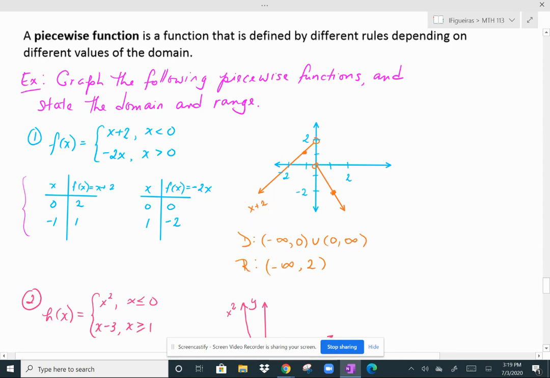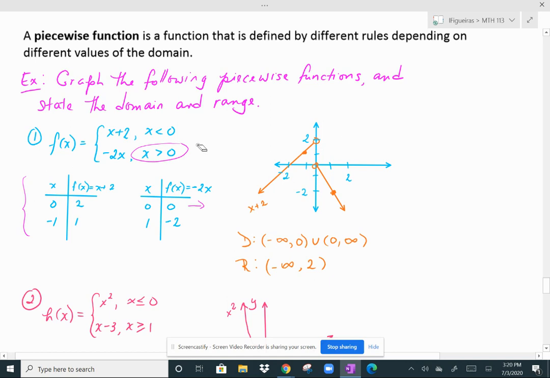I do the same thing with negative 2x. Again, you want to know what it would be at 0. So at 0, it would be 0. And then pick one number greater than 0. It could be any number, like 1, 2, 3. Plug it into negative 2x. So I picked 1, and I get 1, negative 2. So here's the 1, negative 2. Here's the 0, 0. Connect those 2 points to the right because it's defined greater than 0. And there is your piecewise function.